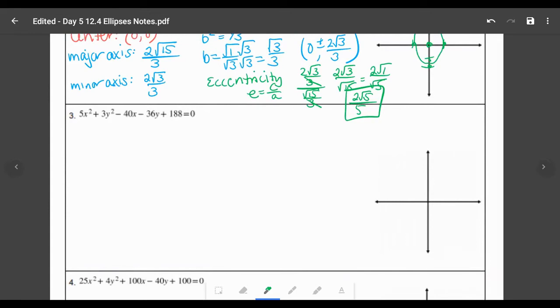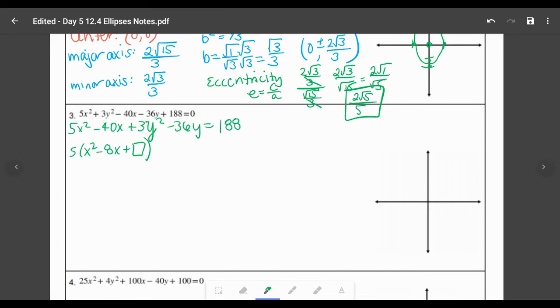All right, number 3. This time for 3 and 4, what we need to do is complete the square. As a reminder from earlier in the chapter, we're going to group together any x's, group together any y's, and any constants should go to the other side. So we know we need to factor out a 5 to get x squared minus 8x, and then I'm going to leave a space to add something. We'll come back to what that something is in a minute.